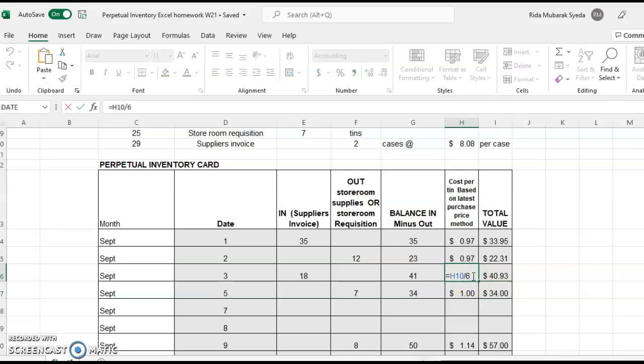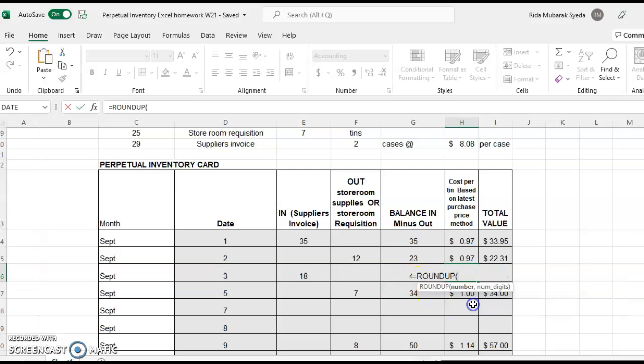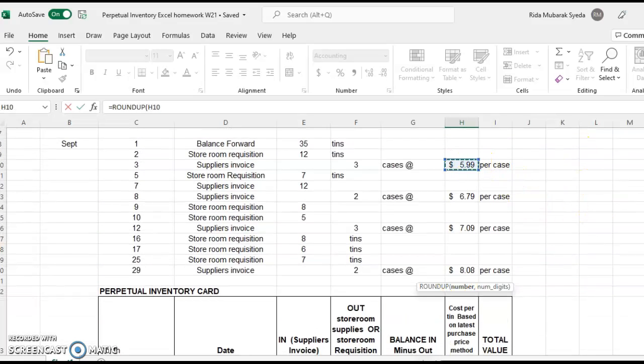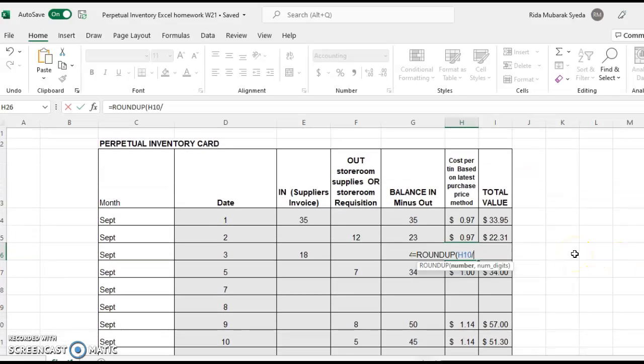So to correct that, what we would do is we will use the round up formula. So that's the new formula that I'm introducing to you guys. So round up, and then we'll add the price, which was 5.99, and divide by 6. Do the same exact thing what we did before, divided by 6. And then since we want it to round up to 2 decimal places, we would put comma 2. If we want it to round up to 3 decimal places, we would do comma 3.